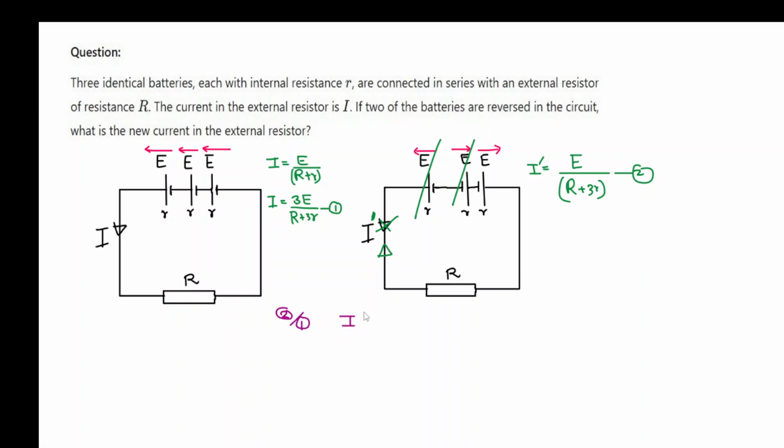So I get I dash over I is equal to, I dash is E over R plus 3r, divided by this. I'm going to turn it into multiplication and take the reciprocal. R plus 3r at the top, 3E at the bottom. Now this and this completely cancel out, E and E cancel out. So I dash, the new current, is 1/3 of I, or I over 3.